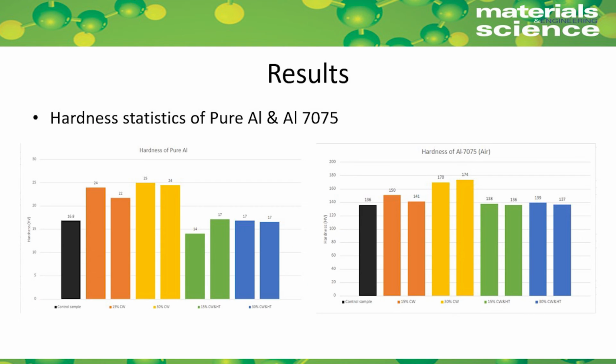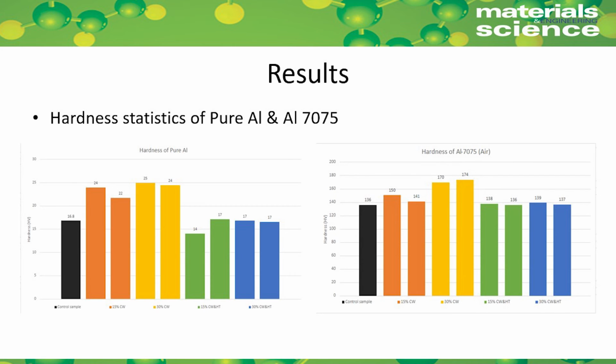In addition to XRD, microhardness data was collected on our pure aluminum and aluminum 7075 samples that are heat treated in air. For the pure aluminum, it was observed that the hardness increased after 15% cold working, and a further increase was seen with 30% cold working. This increase is due to the dislocations piling up at the grain boundaries or entangling with one another, prohibiting further movement of other dislocations. The remaining samples under the same cold working conditions were then heat treated again, and the hardness values dropped back down to what was seen with the control sample.